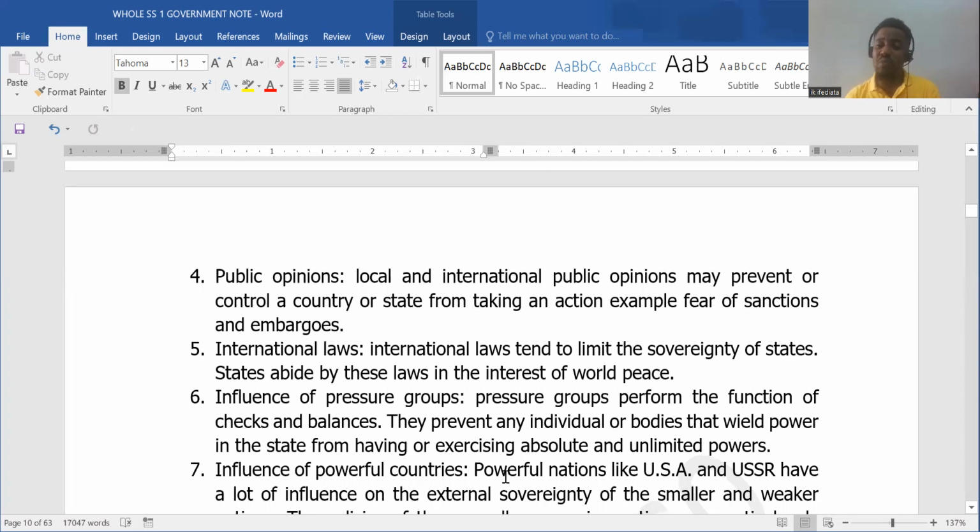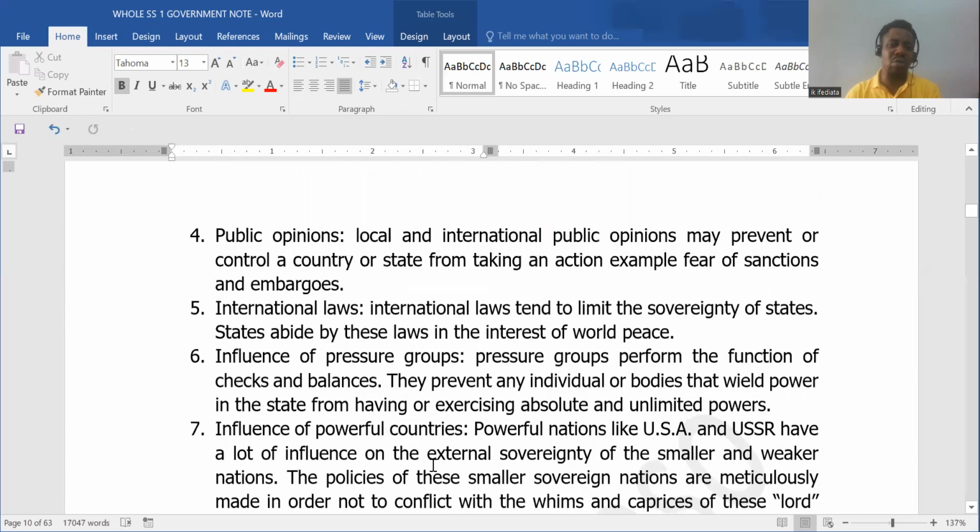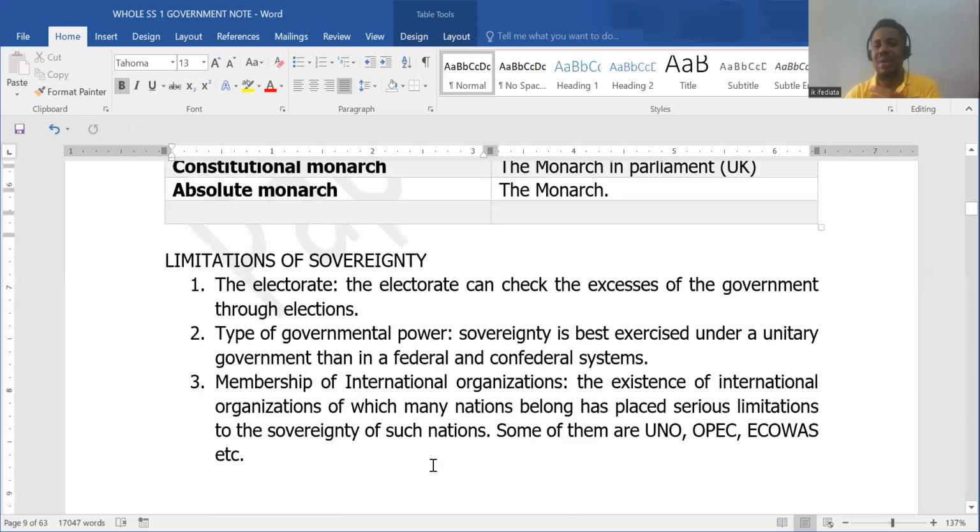Now, influence of pressure groups. Pressure groups can force the government to make a decision they never wanted to make. So it can limit the capacity of the government to impose its will on the people. And then influence of powerful countries, right? It is known that some countries can intervene in the affairs of other countries as well. We know that either in politics or in war, we call it proxy war, and so on and so forth. So these are some of the ways the sovereignty of a state can be limited.